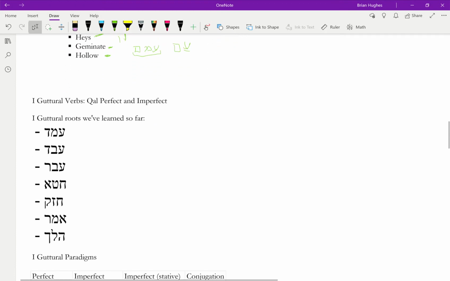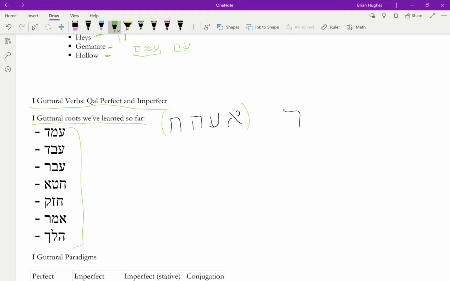Okay, so in this chapter, like I said, we're going to deal with first gutturals and third alephs. So let's tackle our first gutturals first. I thought, just to compile exactly what roots we've learned so far with first gutturals, here they are. Remember, our gutturals are aleph, ayin, hey, and chet, and sometimes resh tags along. In this instance, we're going to be dealing mostly with these gutturals.